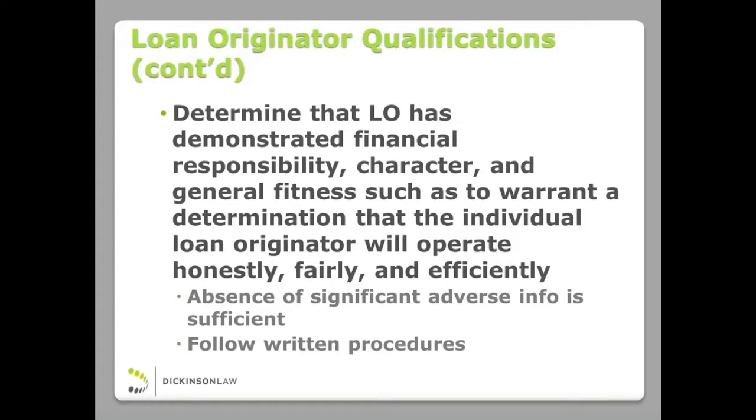The commentaries even explicitly state that you can rely on the absence of negative information in their criminal and credit report to make this determination. And you might look at this language and say, well, how am I supposed to determine whether somebody has financial responsibility and character? I give them an essay test, I follow them around for a week, how do I make that determination? You can rely on the absence of items in their criminal and credit checks to make that determination.